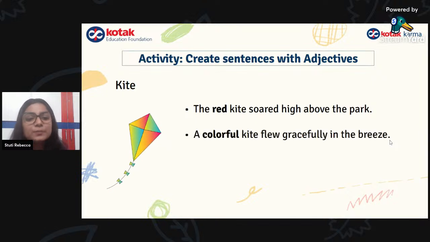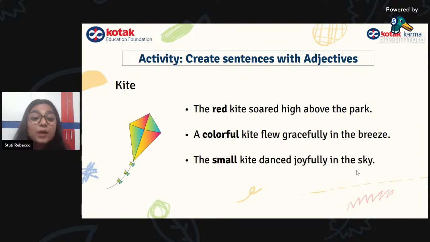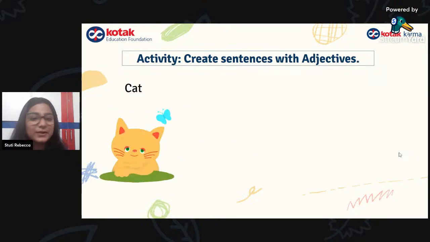So let's learn more sentences about it. A colorful kite flew gracefully in the breeze. All right. The next one would be: a small kite danced joyfully in the sky. So tell me, what are the three describing words in these sentences? Absolutely correct. It is red, colorful, small. And now that I understand that you have learned all about adjectives, let's do some more examples.